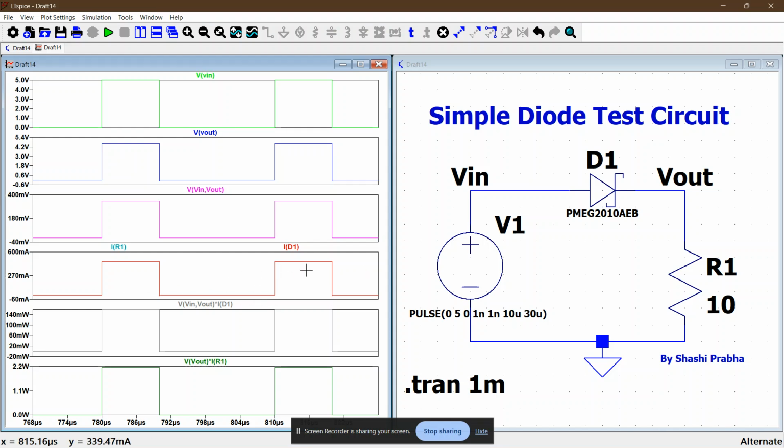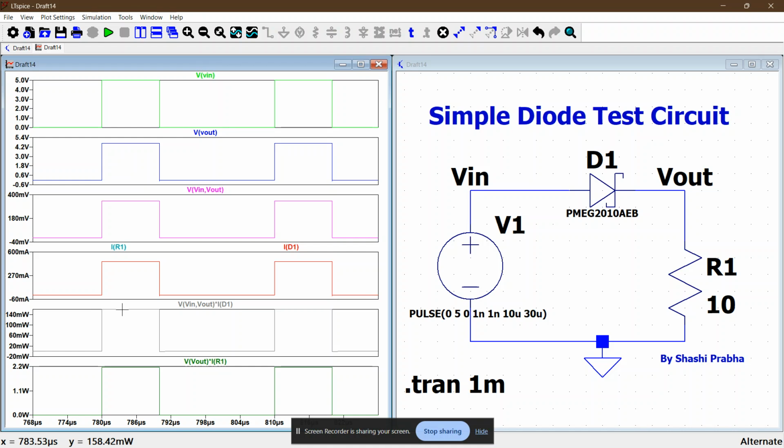This is the current flowing through this diode and resistance. Both are in series, so the same current is flowing through them. It is around 460 milliampere of current flowing through this resistor and diode, and this is the power dissipated in the diode. So there is a forward voltage drop across this diode, and at that time there is current flowing through it. This is the amount of power this diode is dissipating. It is coming around 158 milliwatt.